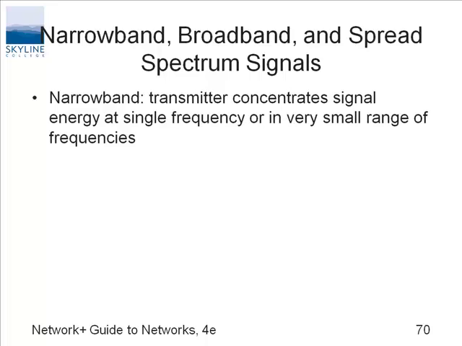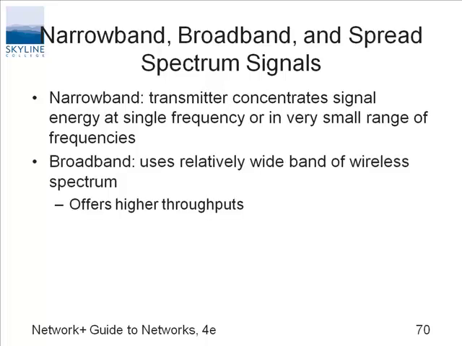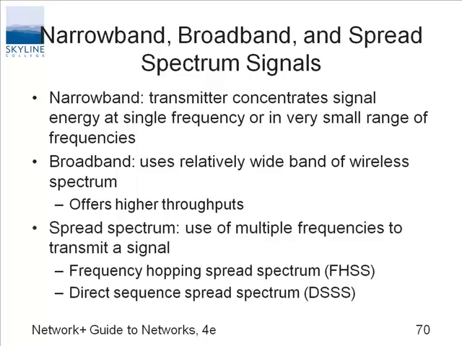Narrowband, broadband, and spread spectrum signals. That's hard for me to say. These are just ways to try to make the things better. Narrowband concentrates the signal. Broadband is a relatively wide spectrum, a lot of throughput. Spread spectrum uses multiple frequencies and frequency hopping. This is a technique that these Army guys use in order to try to maintain security of communications.